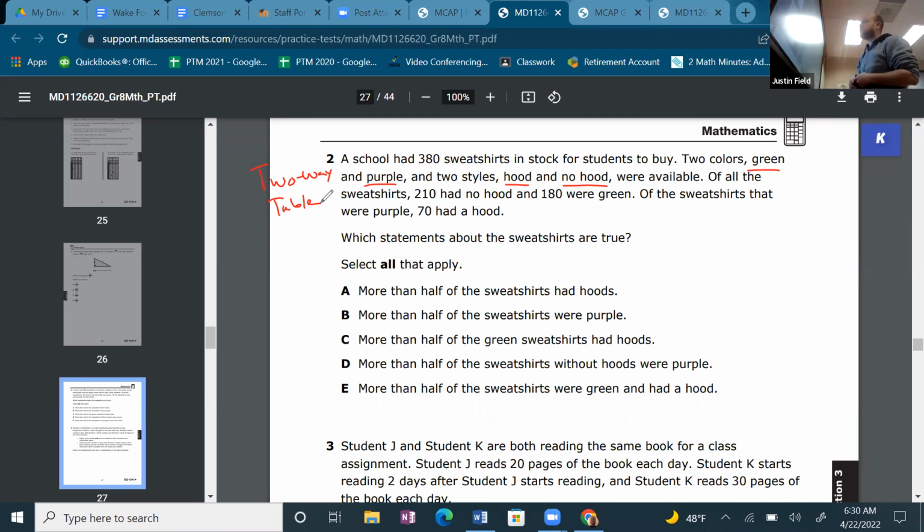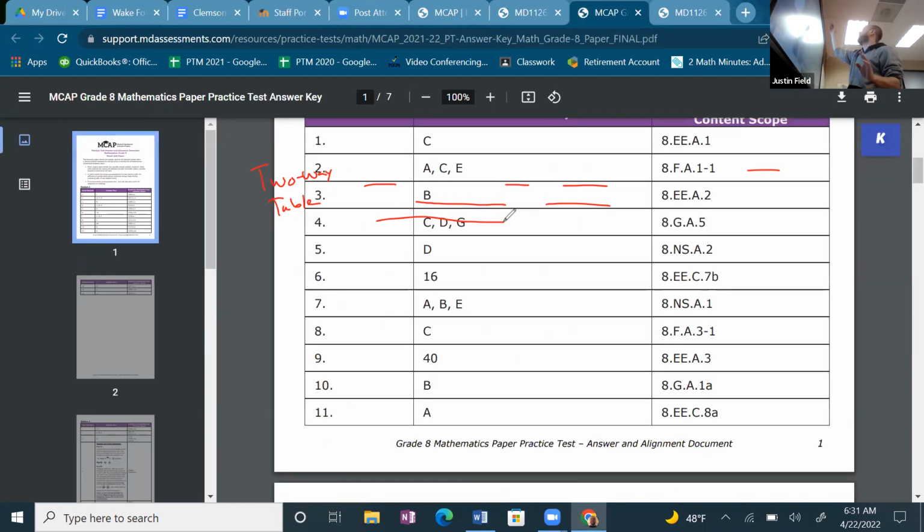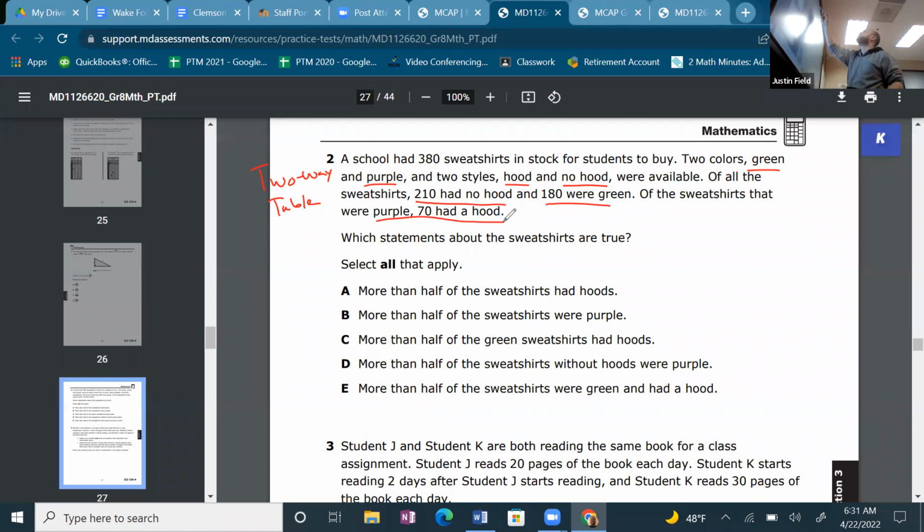We're going to set one up. Of all the sweatshirts to buy, we had 210 had no hood, 180 were green, and of the sweatshirts that were purple, 70 had a hood. All right, so we're going to set up a two-way table and see if that helps us answer these more than half questions. And actually, I did this already, so have some confidence. So I'm going to make sure that that answer was correct. All right.